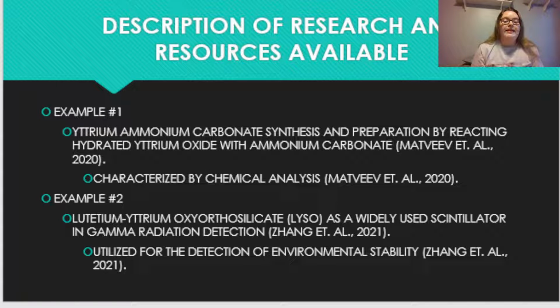Another example is that yttrium could actually be used to detect gamma radiation, and this can be utilized in the detection of environmental stability. So students could also go about learning in the areas of that. If they were interested in the areas of nuclear chemistry, they could look up different resources to help them understand that yttrium can actually be applied to real life situations and real world scenarios.